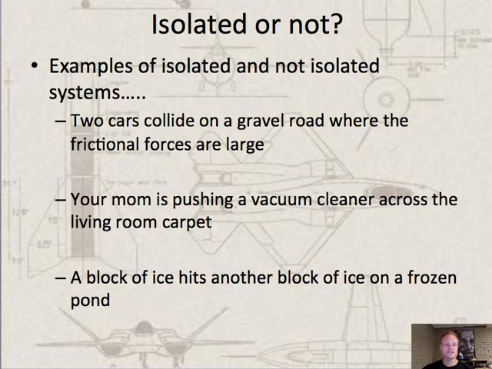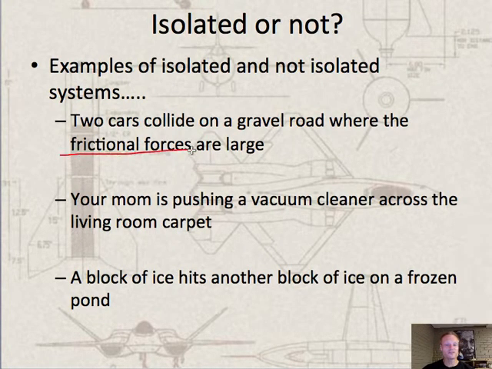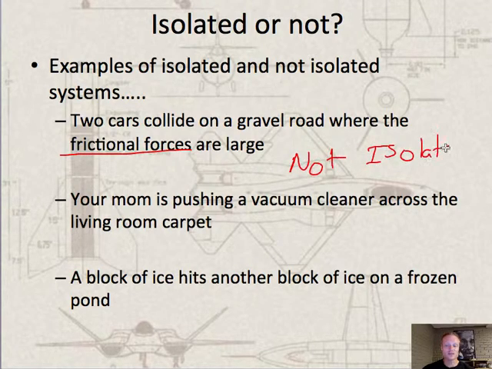Okay, so here are some examples of things where you want to keep an eye open, where maybe the system isn't isolated and you need to think about things differently. So here are some examples. It says two cars collide on a gravel road where the frictional forces are pretty dang large. Is that an isolated or not isolated system? Well, here is an example where frictional forces are large, and so this is not isolated. If you have large frictional forces, then it's no longer isolated. We probably need to actually account for that frictional force in terms of its opposing motion. Friction basically opposes motion, and so we would need to account for that.